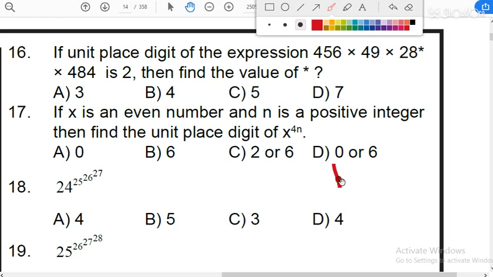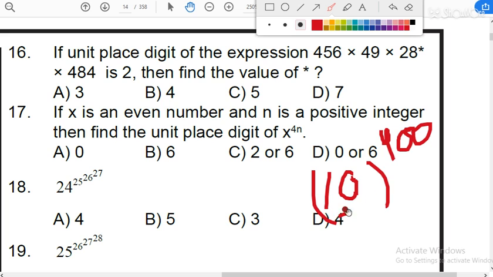Students, if I take 4, then 4 raised to the power 2 is giving me the unit place 6, and I can write here 2n. That means 6 is a possible thing. But students, 0 is also possible. Suppose I have taken 10, then 10 raised to the power 400. 10 is an even number. So that means 0 is also possible as the answer for this question. So 0 or 6, this will be the right option. I think option D will be the right one.